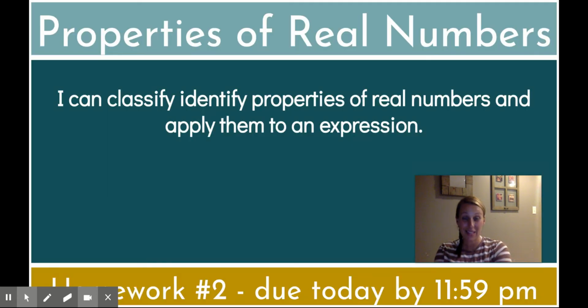All right, so today I am actually not going to be teaching you about the properties of real numbers, but you are going to be learning about the properties of real numbers. So your I can statement is, I can identify properties of real numbers and apply them to an expression.